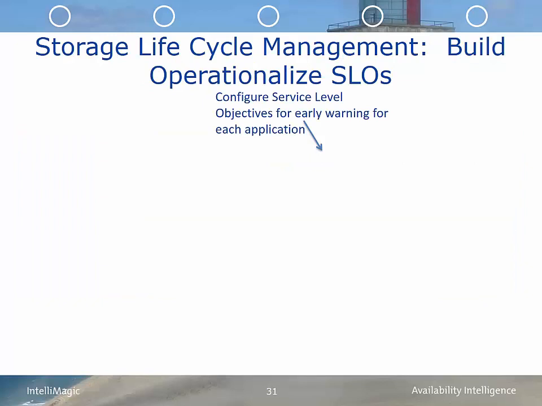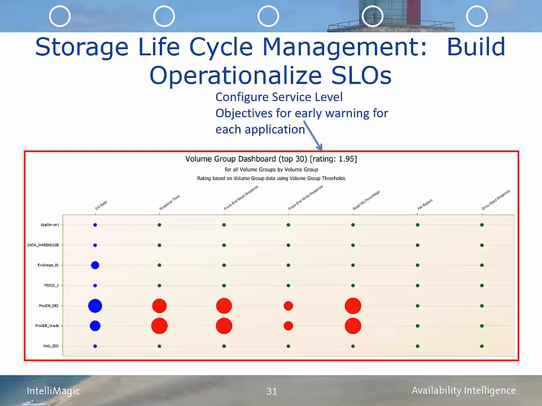This chart provides an example of how IntelliMagic Vision operationalizes SLOs. These are based on groups of volumes. These groups are often used to represent applications. The chart shows key performance metrics across the top and the application names along the left side of the chart. Thresholds are set based on the expectations and requirements of the different applications.